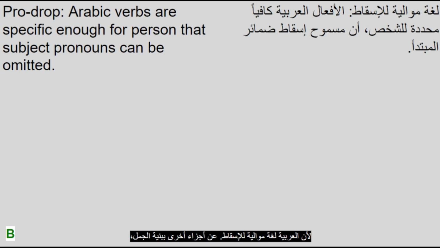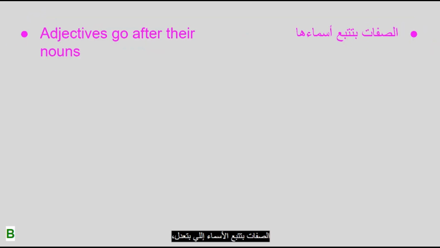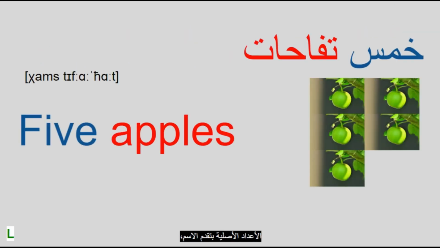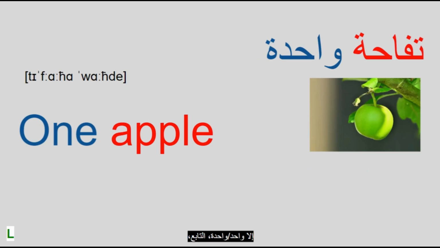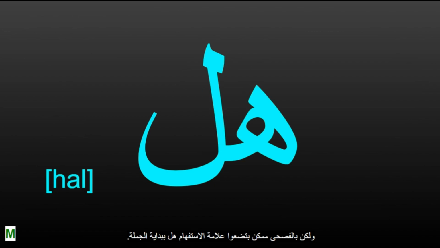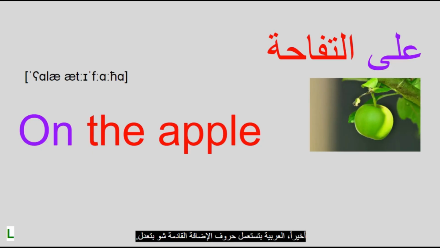As for other parts of the sentence structure, adjectives go after the nouns they modify and supplemental nouns go after the main noun. Cardinal numbers go before their noun with the exception of one, واحد or واحدة, which goes after, and all ordinal numbers go after the noun as well. Questions don't change the sentence structure, although in MSA you could put the interrogative marker hel at the beginning of the sentence. Finally, Arabic uses prepositions which go before what they modify.